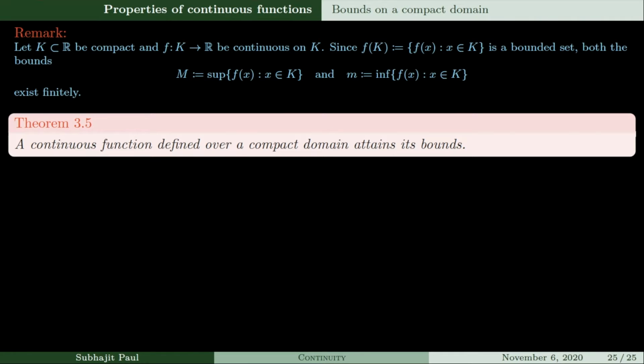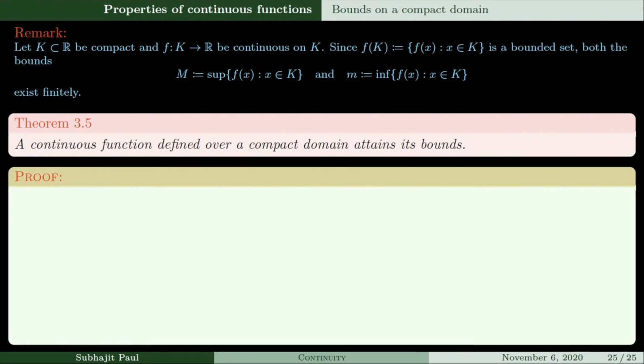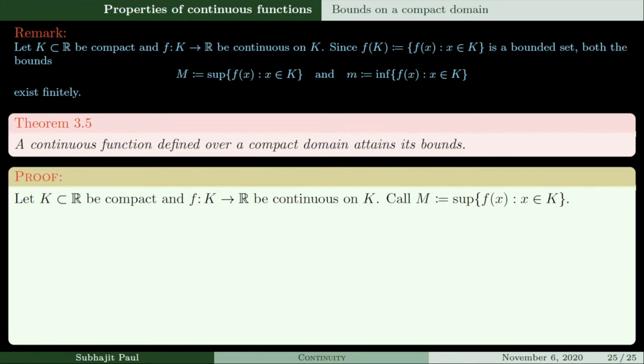You have points in your domain where the function becomes the supremum in its range and another point where the function becomes the infimum in its range. So your supremum and infimum in the range become the maximum and minimum of the function. Proof: let K be compact and f be continuous on K as usual. Call capital M the supremum of f over K.